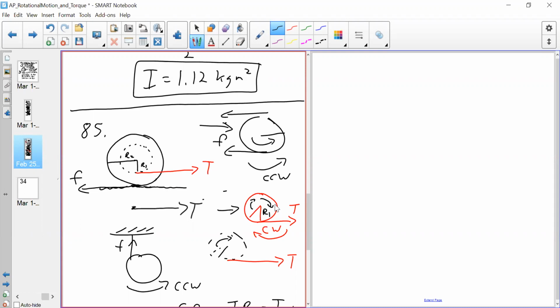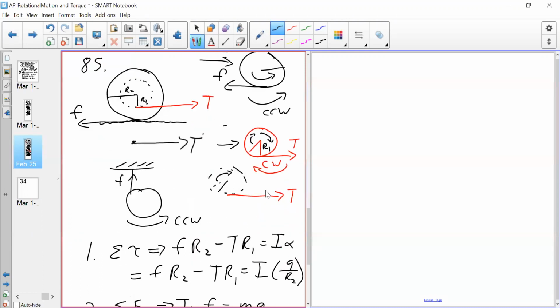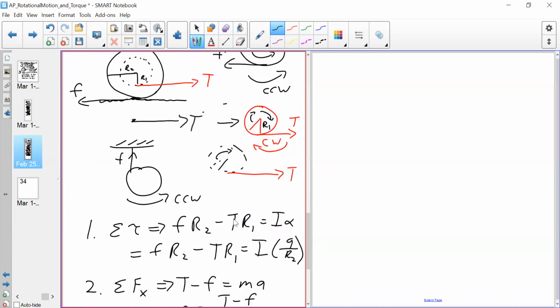The rotation would be clockwise. Be pulled to the right, but it's going to spin clockwise. That's the long and short of it. And that's why we get our torque equations like so. Any questions? Do we see that now?